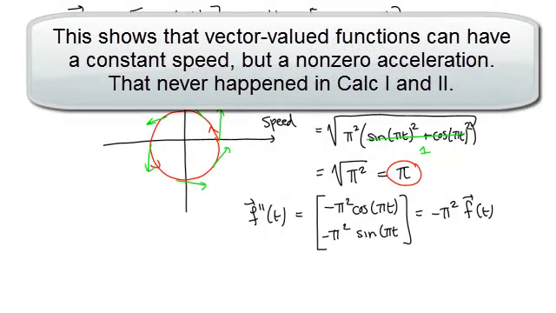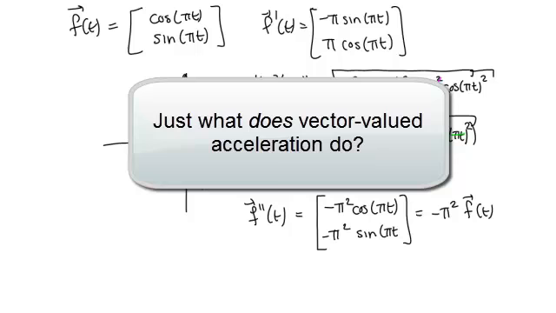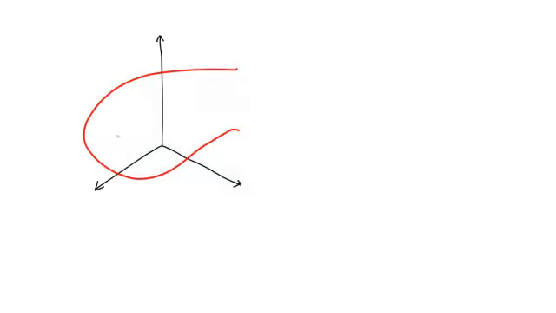So what that means is that at every point, the acceleration vector is always pointing in the opposite of the position vector. It's always pointing right back in towards the center. So what is it that acceleration measures if it's not measuring changes in speed? To make sense of this, let's go and take a look at what an acceleration vector really means.